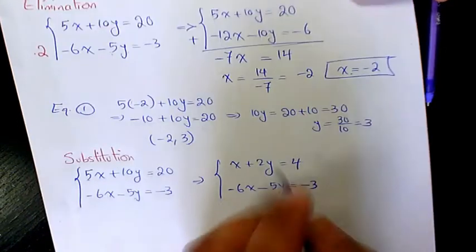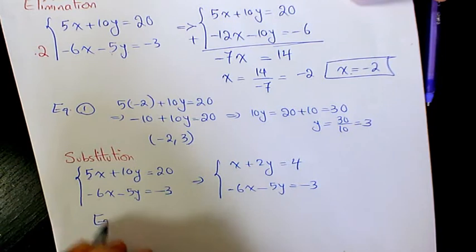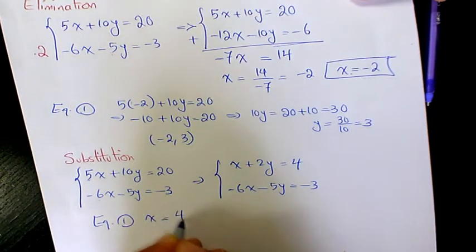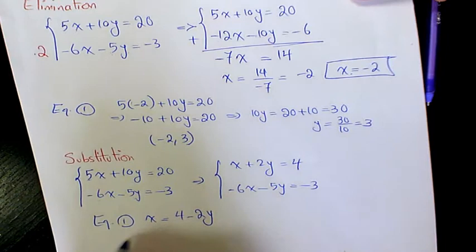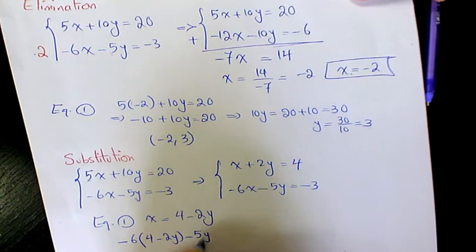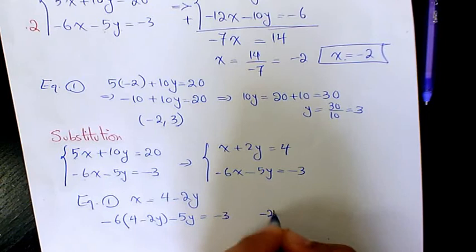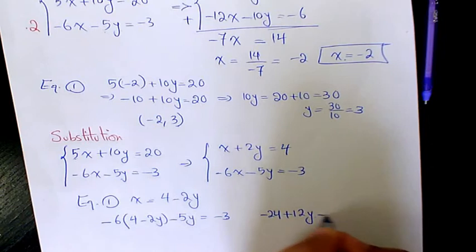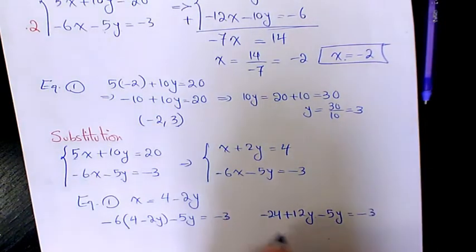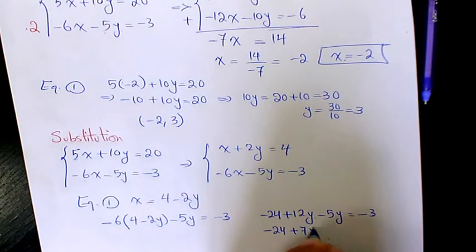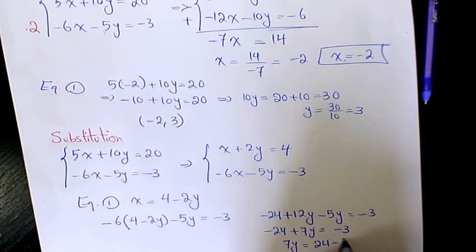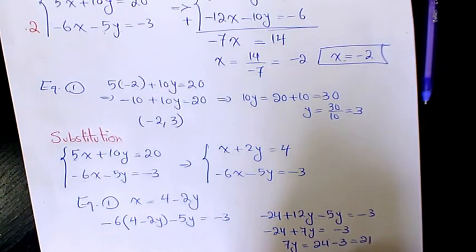What I can do is isolate x in the first equation. So x will be 4 minus 2y. Then you sub it in the second equation, it's going to be negative 6 times (4 minus 2y) minus 5y equals negative 3. Negative 6 times 4 is negative 24. Negative 6 times negative 2y is 12y. Minus 5y equals negative 3. So negative 24 plus 7y equals negative 3. 7y equals 24 minus 3, which is 21. So y will be 3.